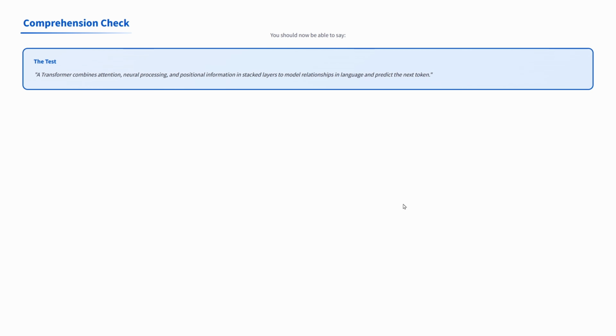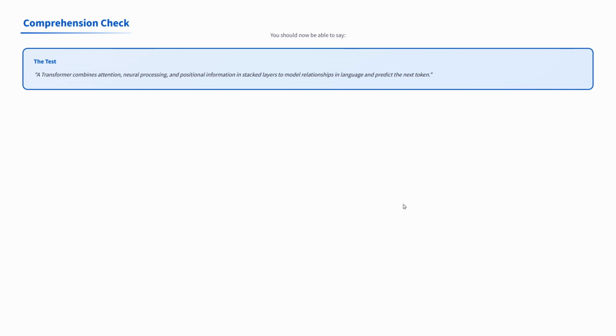Alright, let's make sure everything comes together. If this video worked, you should be able to say one sentence and understand every word of it. A transformer combines attention, neural processing, and positional information in stacked layers to model relationships in language and predict the next token. Take a moment with this sentence.